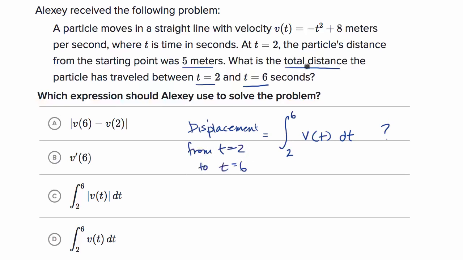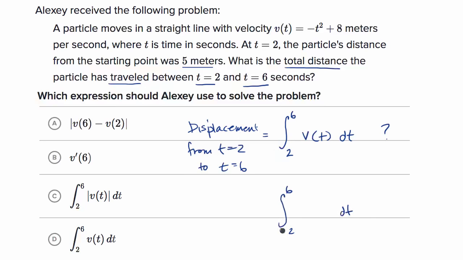But they're not saying displacement. They're saying total distance the particle has traveled. So this is the total path length for the particle. So one way to think about it, you would integrate not the velocity function. If you integrate velocity, you get displacement. Instead, you would integrate the speed function.